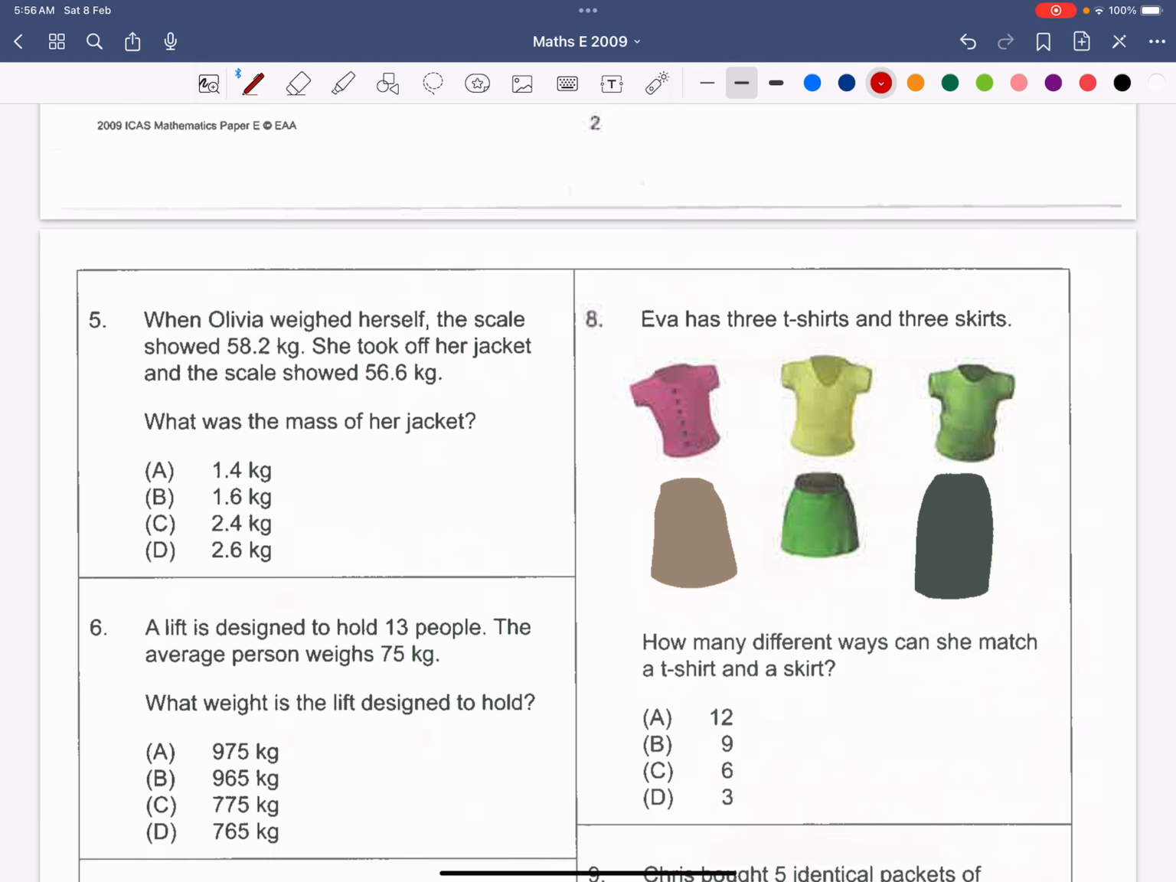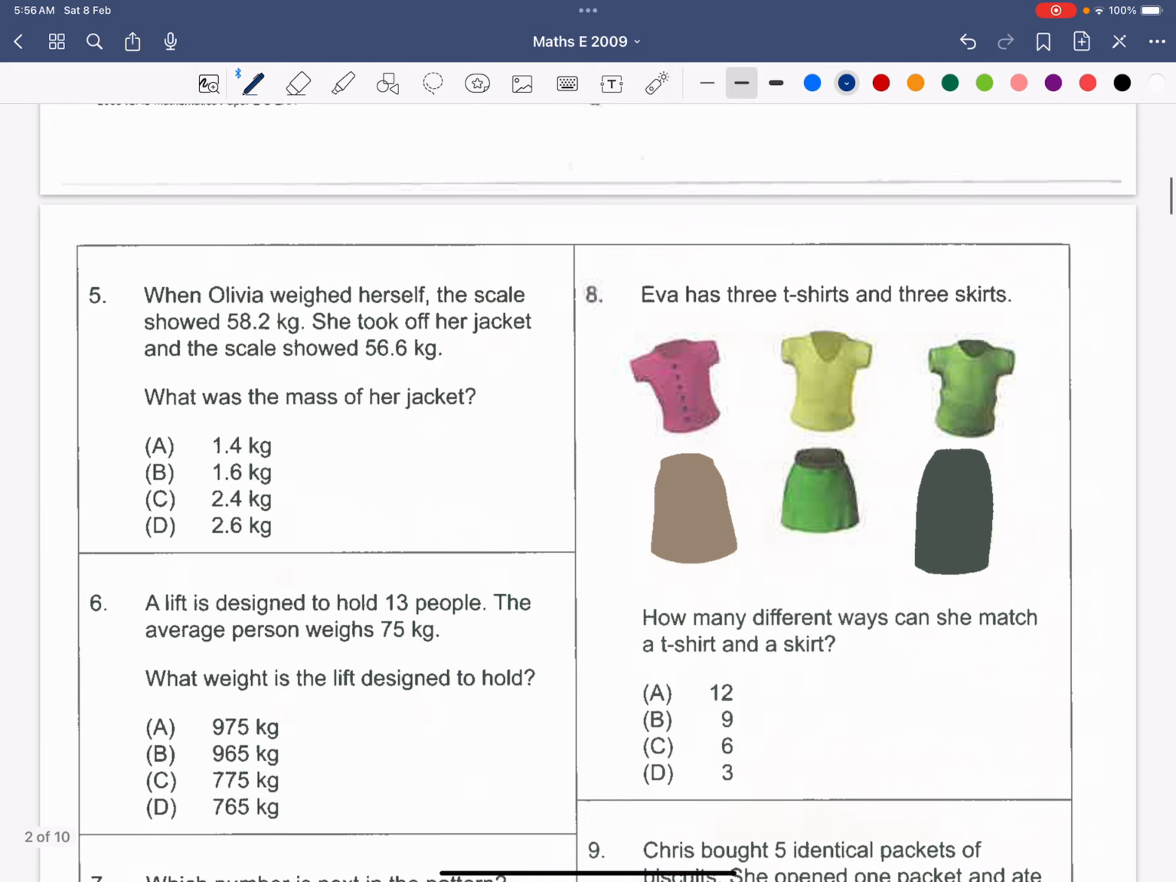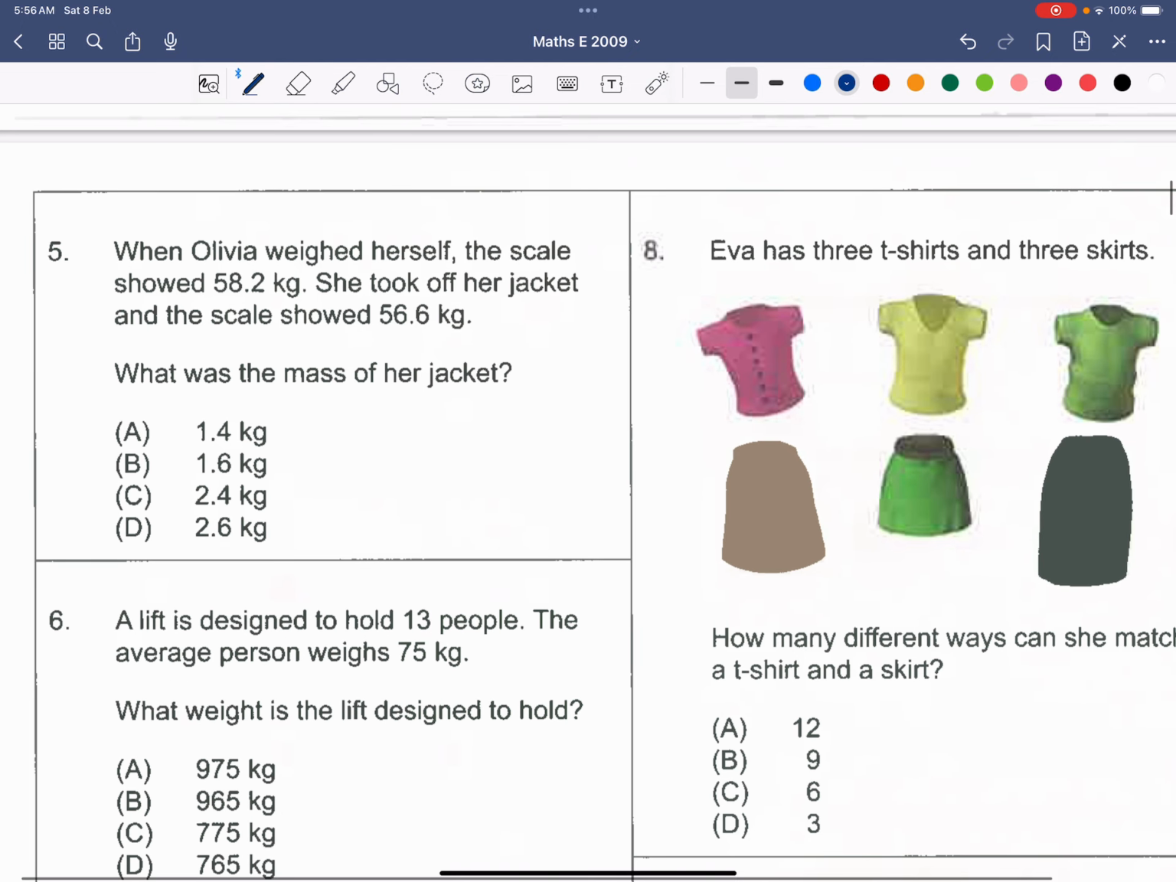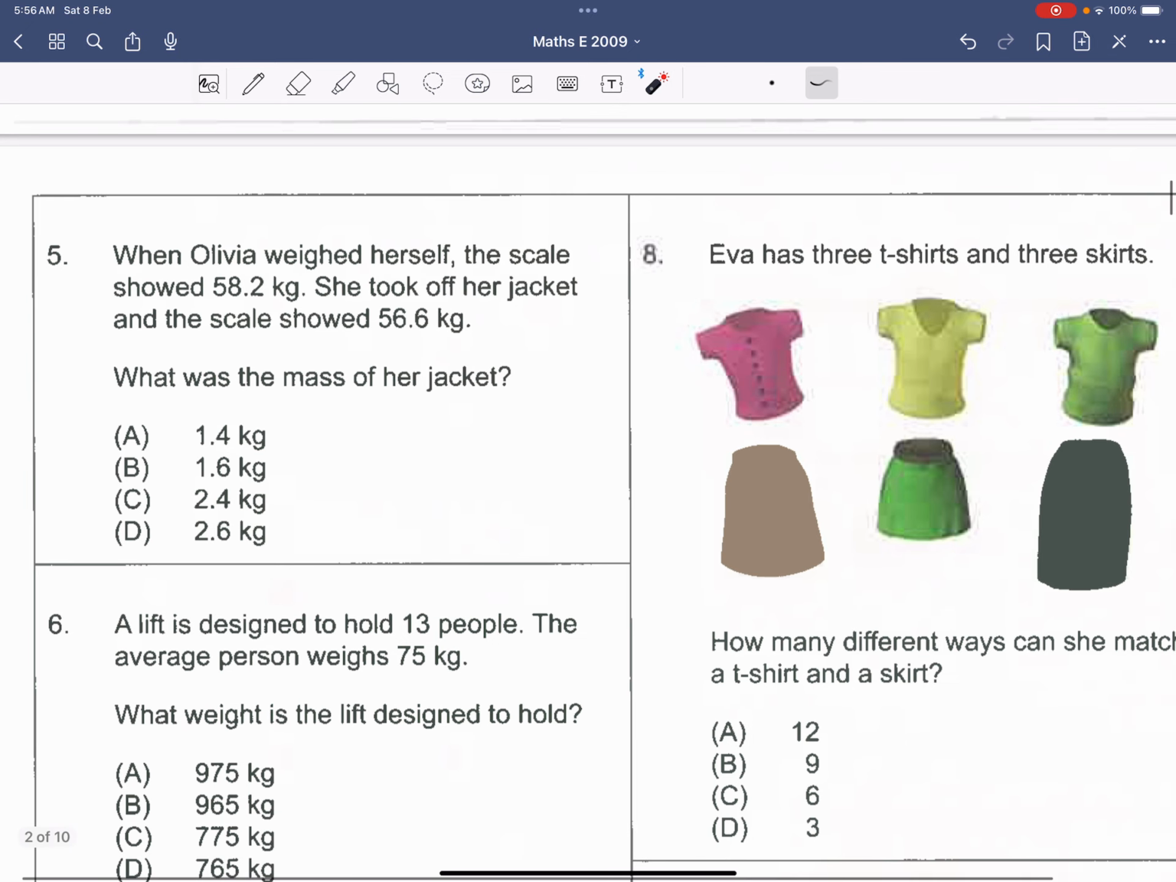Okay, when Olivia weighs herself, the scale shows 58.2 kilos. She took off her jacket and now the scale shows 56.6 kilos. So what was the mass of her jacket? Okay, so that's straightforward. She weighs 58.2 with the jacket, and without the jacket, she weighs 56.6.